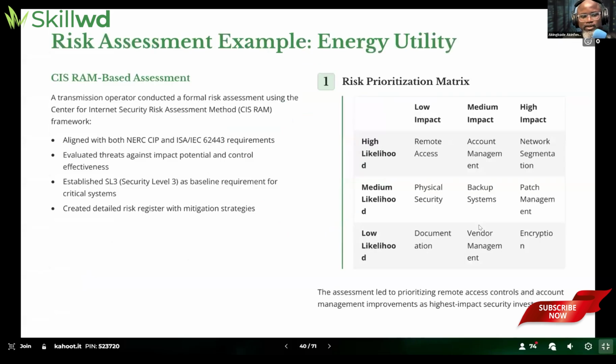Risk assessment: the same model we use in our regular risk assessment is the same thing. You look at the likelihood, the impact, and the overall risk in general. So the same thing.